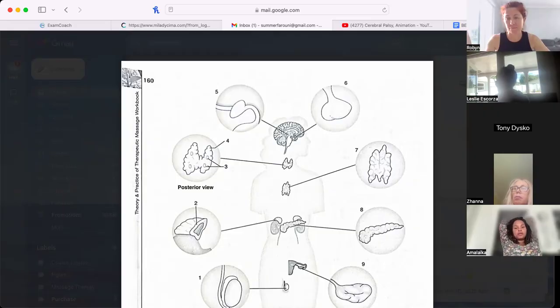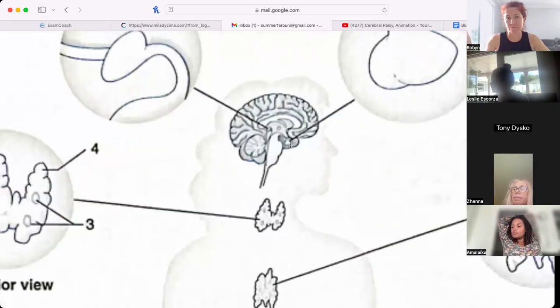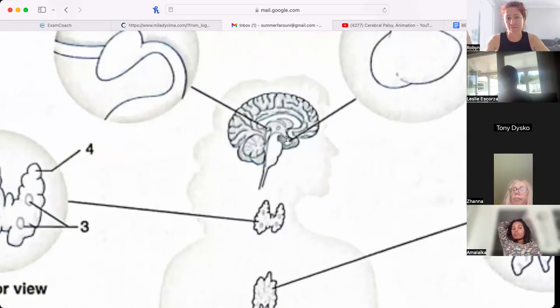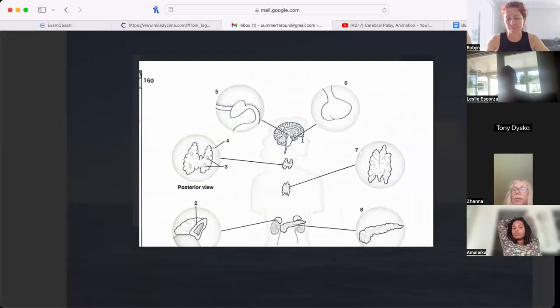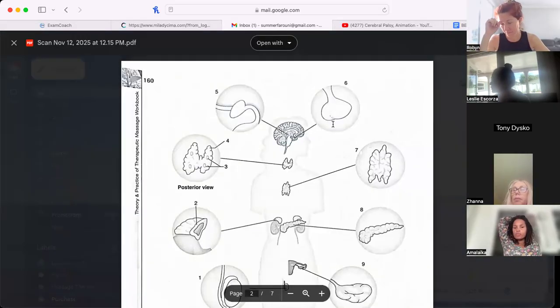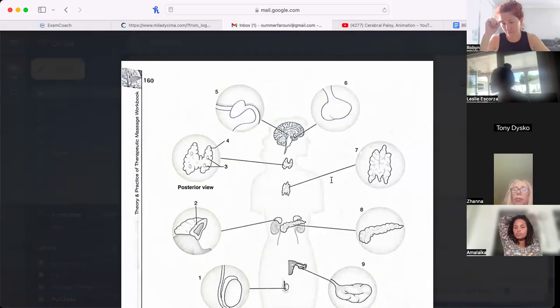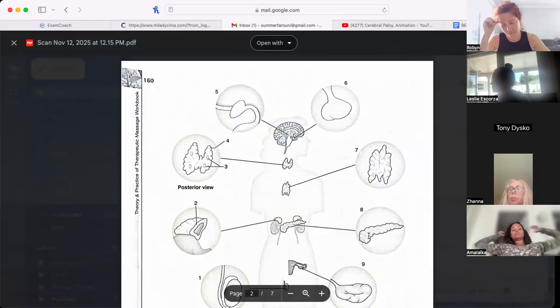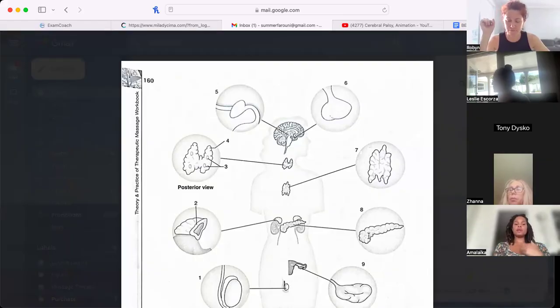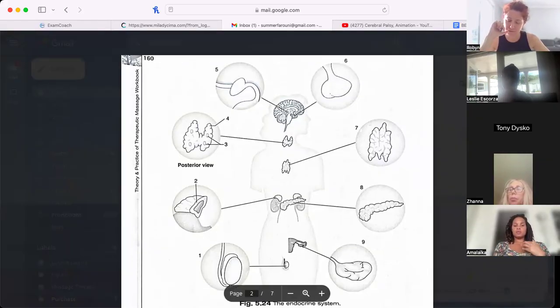Pituitary. Pituitary. So if we get closer to here, we see that it hangs down from the hypothalamus. And we have a posterior and anterior. Good. Number 7, Thymus. Number 8, Pancreas. Correct. And number 9, Ovaries.